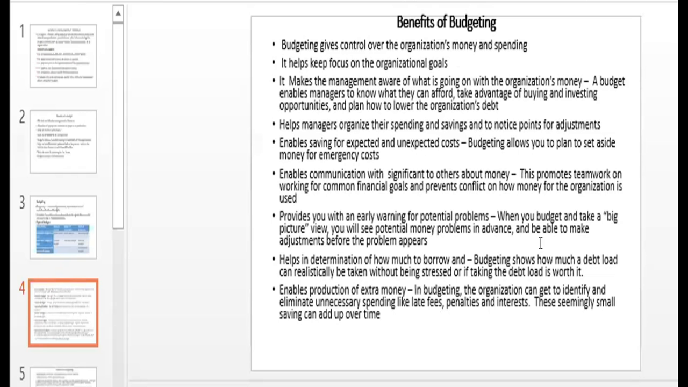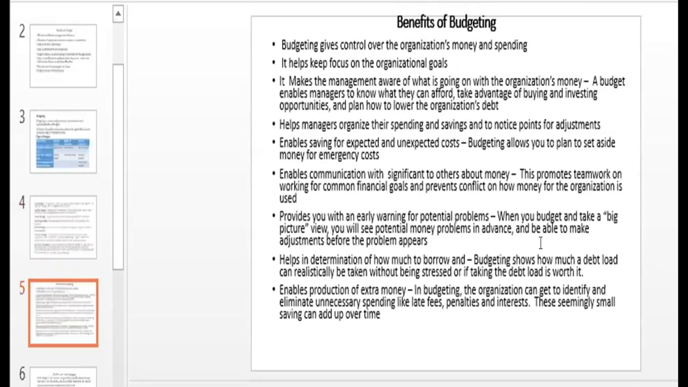Now, benefits of budgeting. Budgeting gives control over the organization's money and spending.